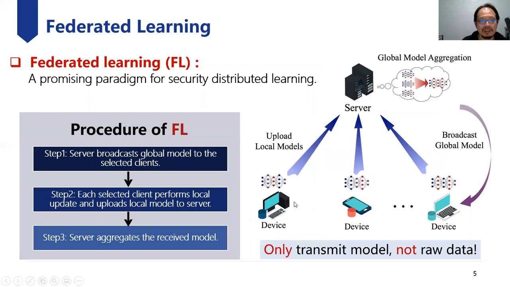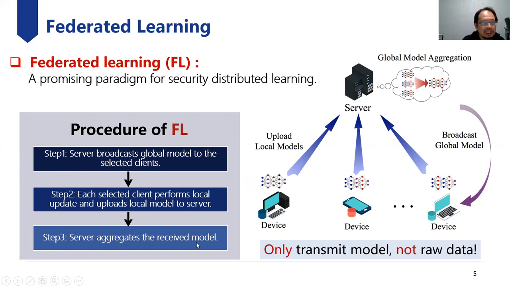So federated learning may become one of the very important or highly crucial learning approaches among AI. And how can we do this? There are three steps involved. First of all, step one, the server broadcasts the global model to the selected clients. Step two, each selected client performs the local updates and uploads the local model to the server. Step three, the server aggregates the received models.